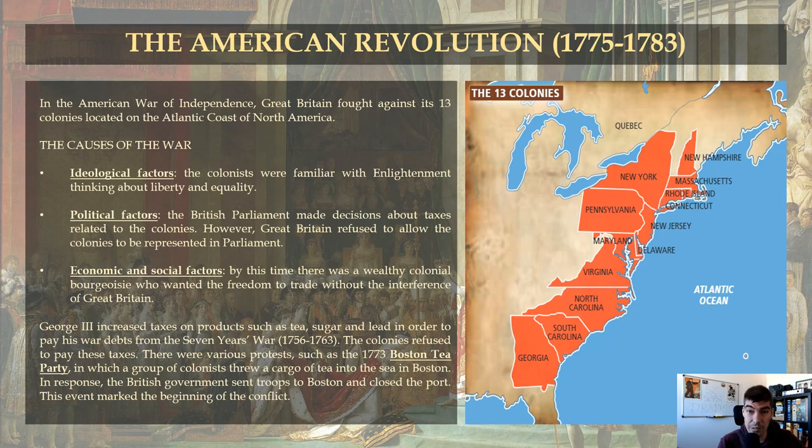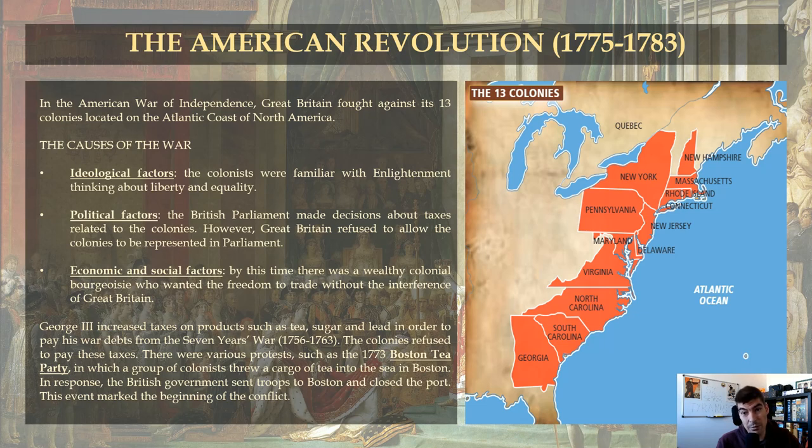And finally, economic and social factors, because by this time, the bourgeoisie of the colonies was a very wealthy social class and they wanted to trade with everyone. They wanted freedom of trade, and this was not allowed by the British king. So what happened? The king, George III, increased taxes on products such as tea, sugar, and lead in order to pay his war debts from the Seven Years' War that happened 15 years before. The colonists refused to pay these taxes and they protested.